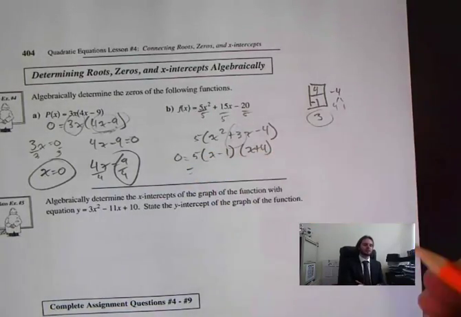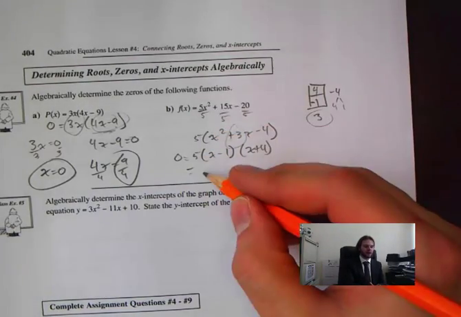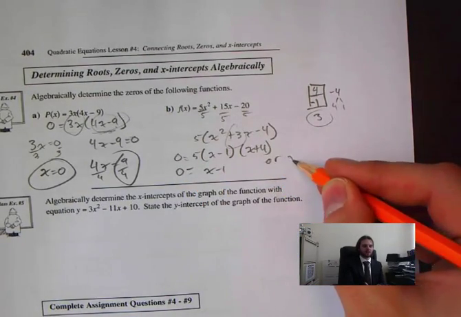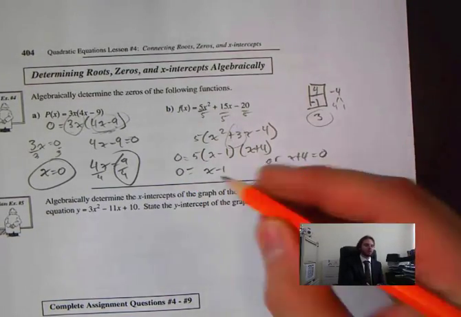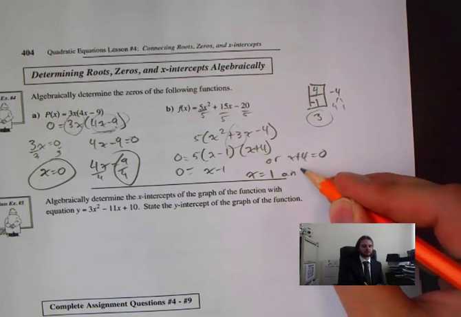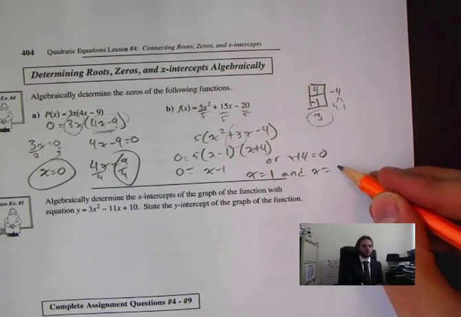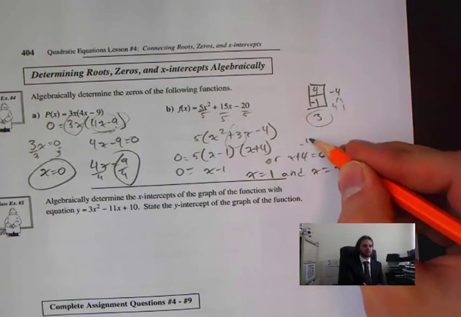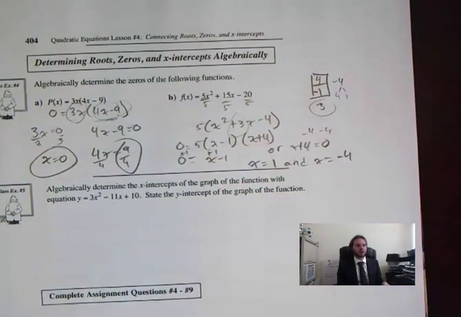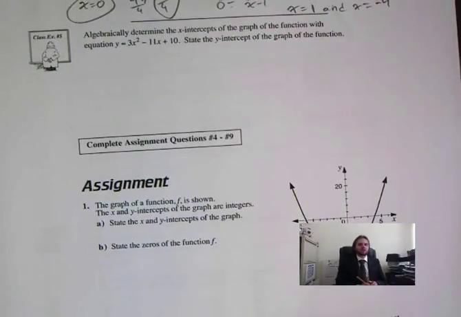Now to solve this, I know this could be 0, that could be 0. So I have x minus 1 could equal 0, or x plus 4 can equal 0. So I end up getting x is equal to 1, and x is equal to negative 4. Okay? There we go.